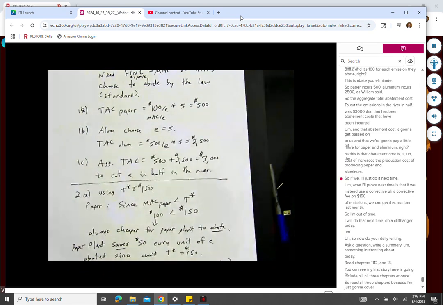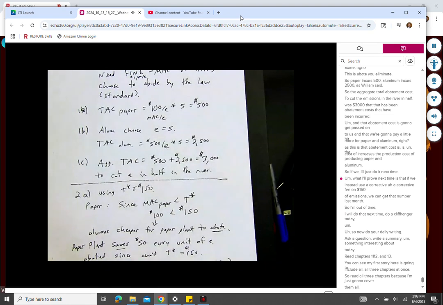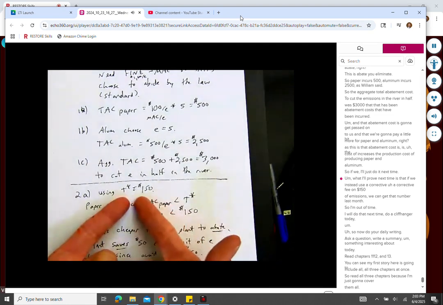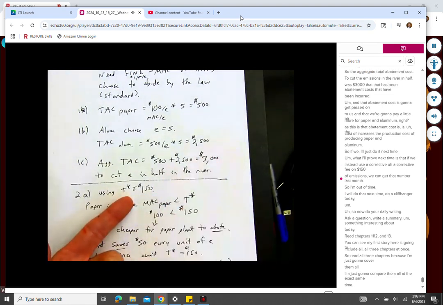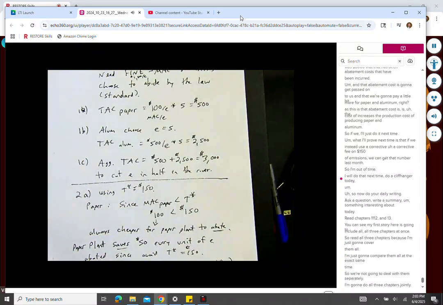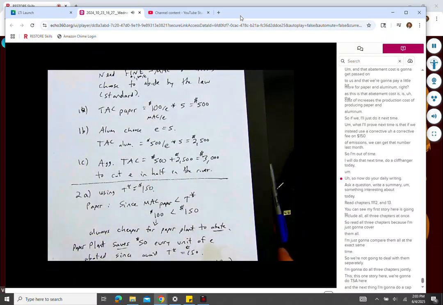So I'll just do it next time. What I'll prove next time is that if we instead used a corrective fee of $150 on emissions, we can get that number lower. So I'm out of time. I will do that next time. A cliffhanger today. Now do your daily writing.